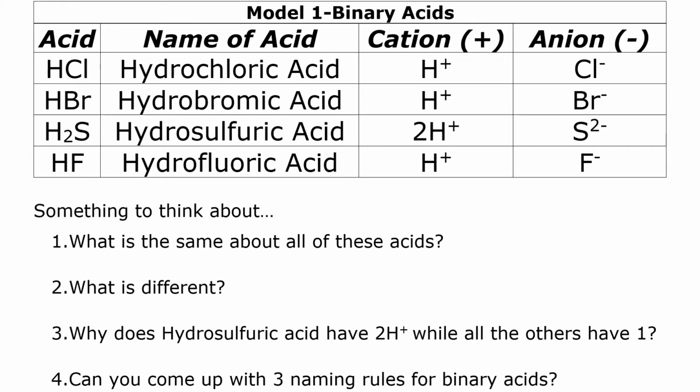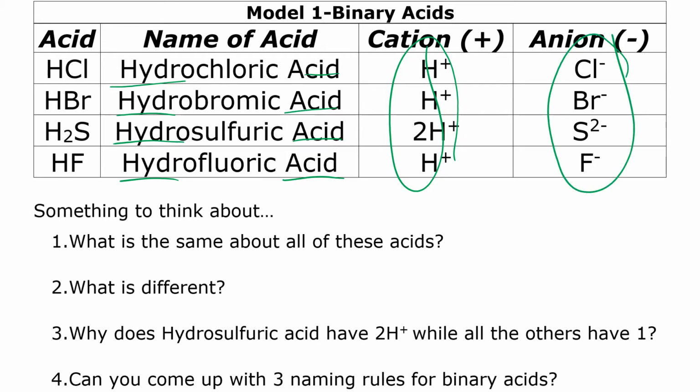Okay, so let's go over some of these questions together. What is the same about all of these acids? So they all have hydrogen. Their names all end in acid. They all start with hydro. What is different? Well, the anions are different. And then this H has a 2 in front of it.